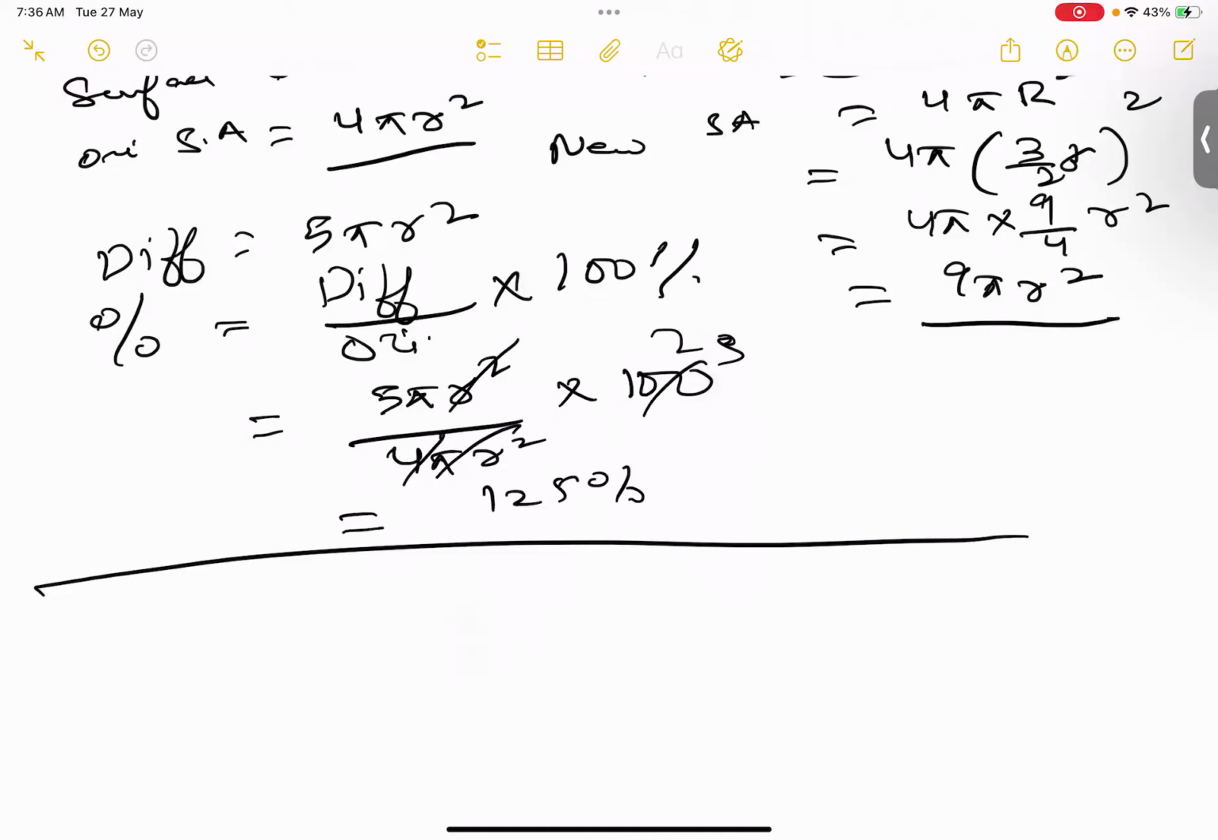So you just find the old volume and then you find the new volume. Then you find the difference, okay? It's very important to find that difference. And in order to find the change in the volume, you just divide that difference by the original volume and then multiply it by 100%, since we have to find it in terms of percent. Similarly, we can find it for surface area also.